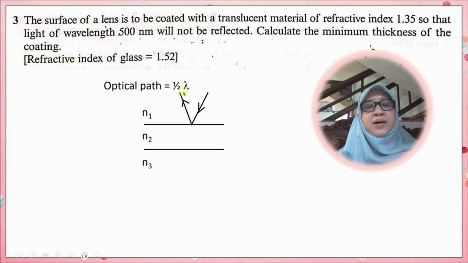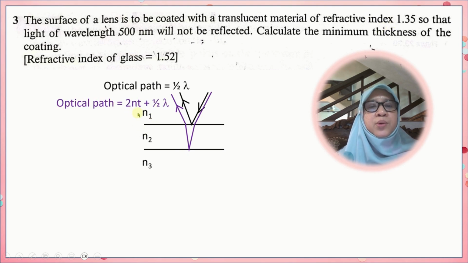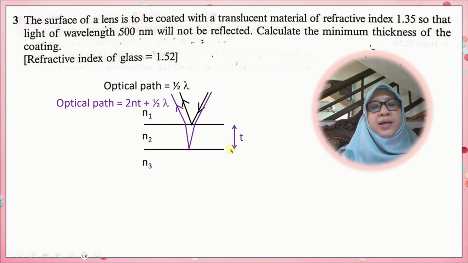So for the optical path, the first journey of the light will be half lambda, and the second journey, it refracts and then reflects in the medium N2, the translucent material of refractive index 1.35. So the optical path will be 2nt plus half lambda. Why do we add half lambda here? Because N2 is less dense than N3, so N3 is denser. Since N3 is denser, we need to add half lambda. T is the thickness of the coated material.